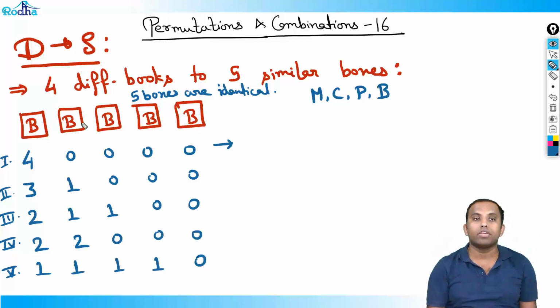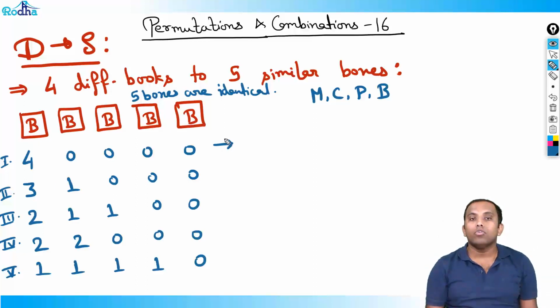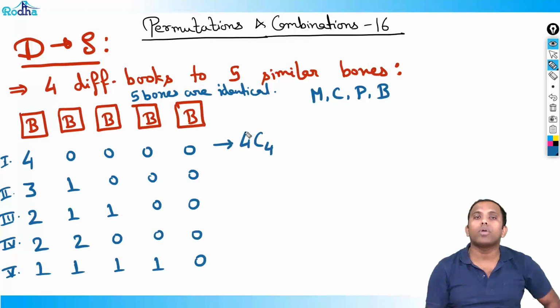There we do shuffling. Here I don't need shuffling because all 5 are the same. So here, out of 4 books, selecting any 4 is how many ways? 4C4. What is 4C4? 1. 4C4 is 1, right? 4 books are there, selecting any 4, only one way. Now putting in any of these 5 boxes, only one way, because we can't differentiate between the boxes. So 4C4 into 1 is 1.